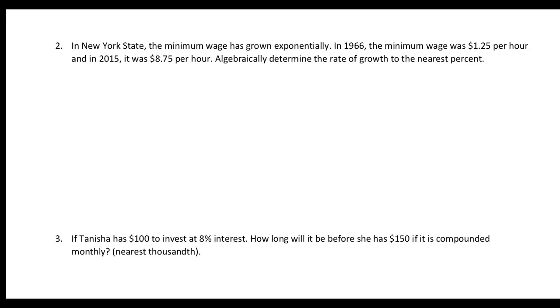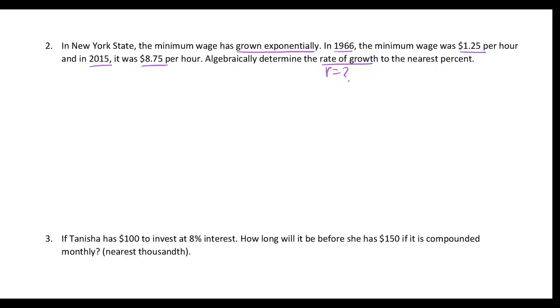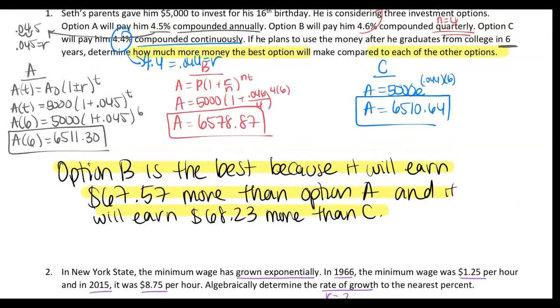It says that it's growing exponentially, so growing means it's probably going to be some type of growth since it'll be likely increasing. It's going to go from 1966, it'll start at $1.25. 2015, it'll get to $8.75. We need to find the rate of growth. So I'm telling you now, we don't know what that R value is. Okay, well, think about it. What do we have? We're given a bunch of unknowns, but we do actually have a lot of things. Remember how I said in 1966, you're starting out at $1.25? That's your initial amount.